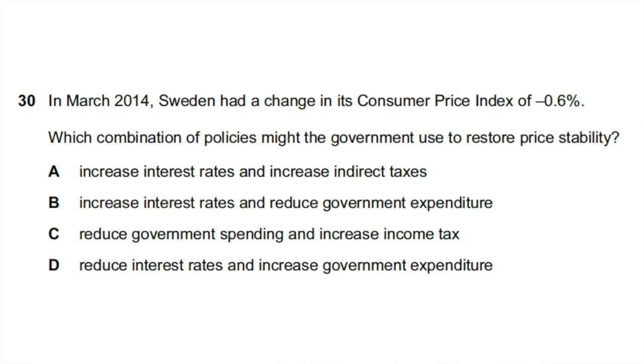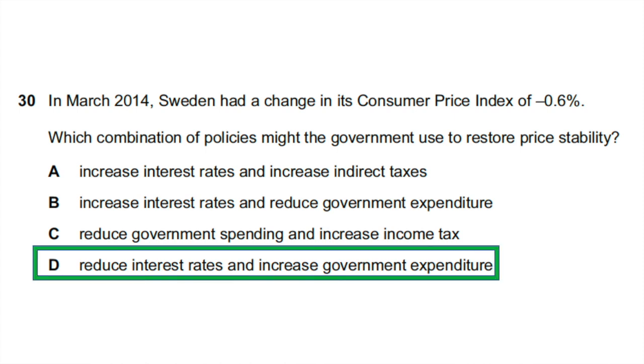Question 30. In March 2014, Sweden had a change in its consumer price index of minus 0.6%. Which combination of policies might the government use to restore price stability? The correct answer here is D, to reduce interest rates and increase government expenditure.